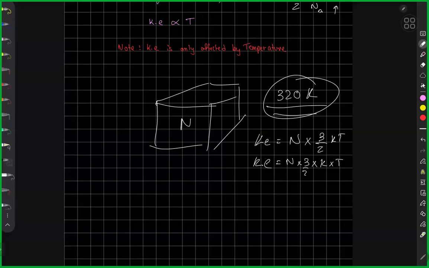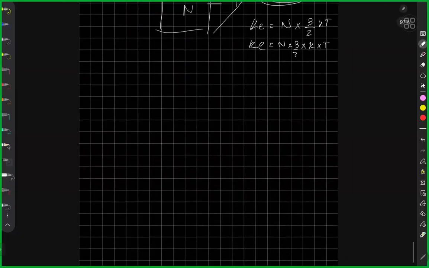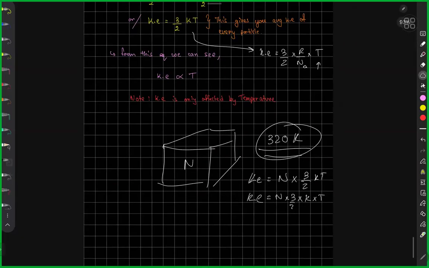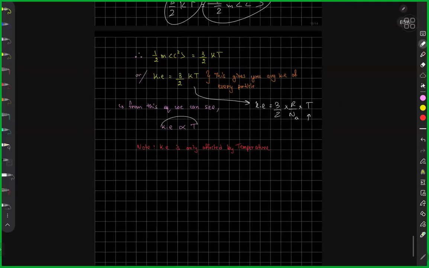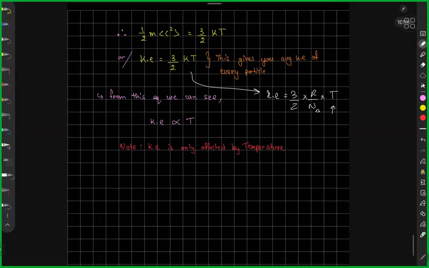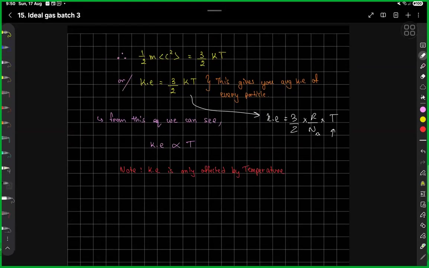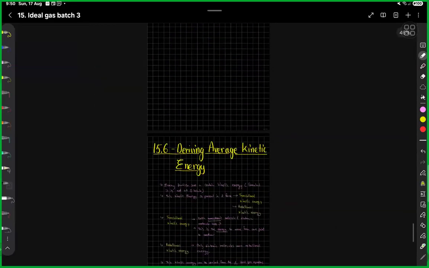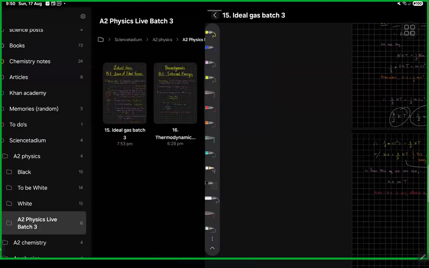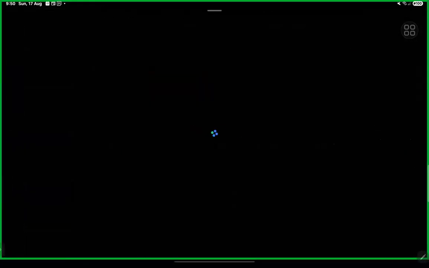Now you have something so valuable. You can find out the total kinetic energy of a system simply by this formula. Clear? Any confusion till this point? No. Great. So look at this: the kinetic energy is directly proportional to the thermodynamic temperature. So kinetic energy is only affected by temperature. Keep that in mind. It is one of the most important things you will need to answer qualitative questions. Now, ideal gas is done, which was very long, but yeah.